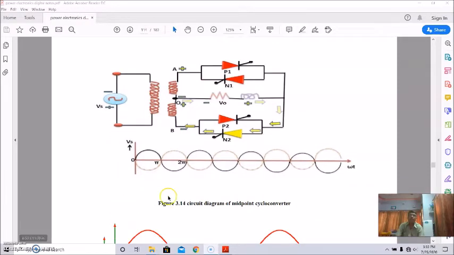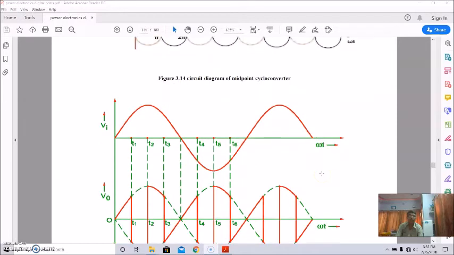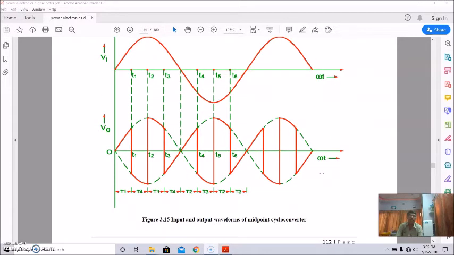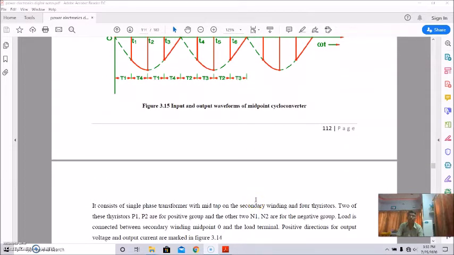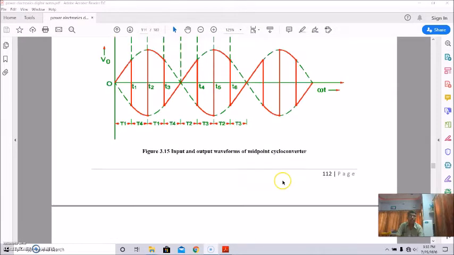Once again, I am repeating the circuit diagram for the midpoint cycloconverter. This is the midpoint cycloconverter. This is the supply voltage waveform, and these are the input and output waveforms for the midpoint cycloconverter. It consists of a single phase transformer with a mid tap on the secondary winding and four thyristors.